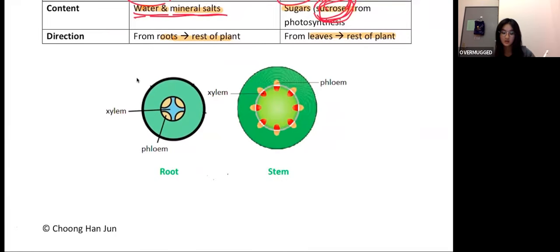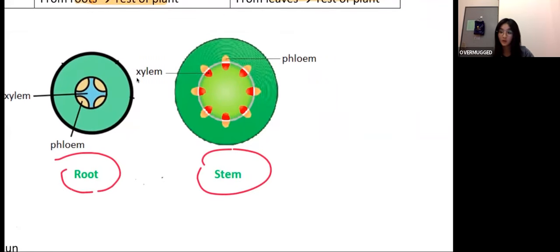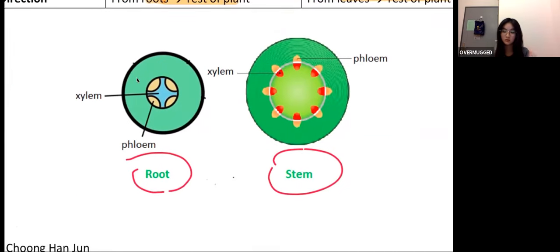There are 2 main cross sections, root and stem. The most common one is the stem cross section. All right, the one on the right. One way is just to memorize. The xylem is always the one in the center, and the phloem is the one outside. Same as the root cross section. So xylem is the one in the center, and phloem is the one outside.